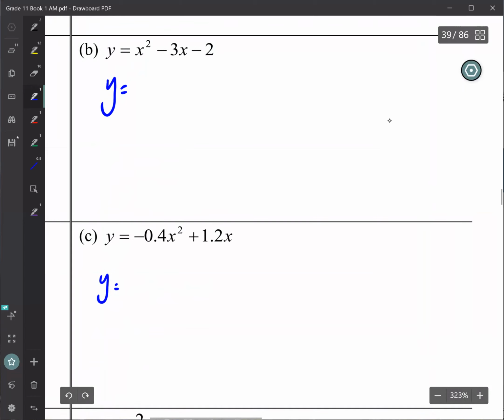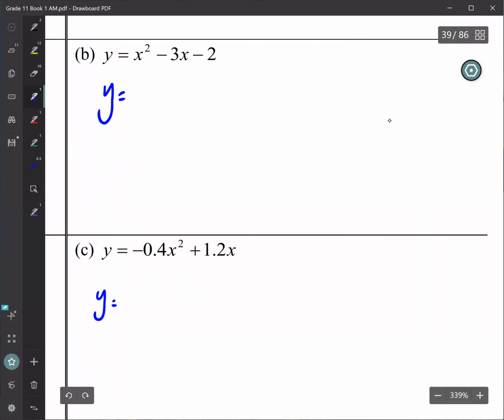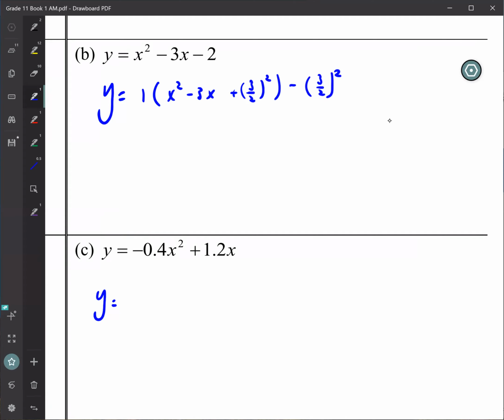So Eric, can you tell us your first line for question B? Y equals 1 times bracket x squared minus 3x plus bracket 3 over 2 bracket squared and another bracket minus 3 over 2 squared in a bracket, and then times 1. Anything else? Minus 2. Yes, very good, okay? Because this one has 3 terms, you need to put a minus 2 at the back.